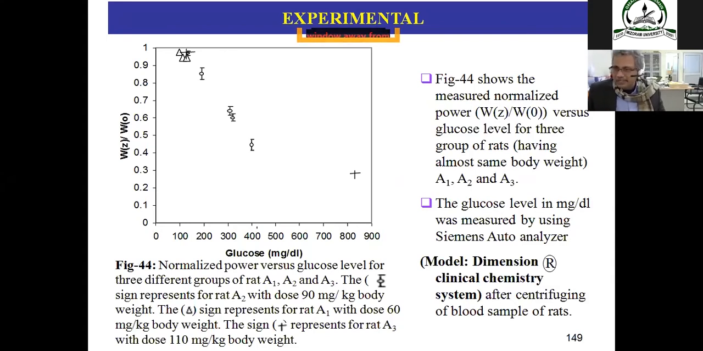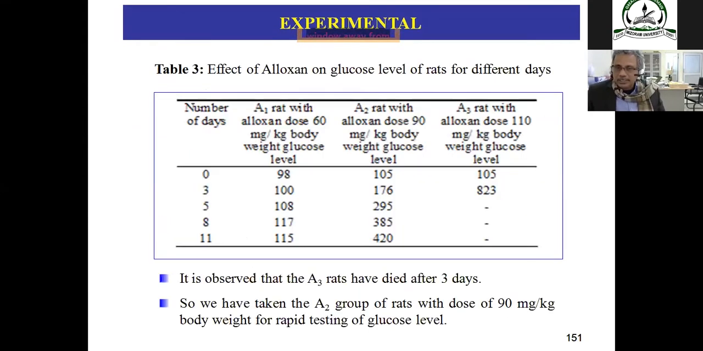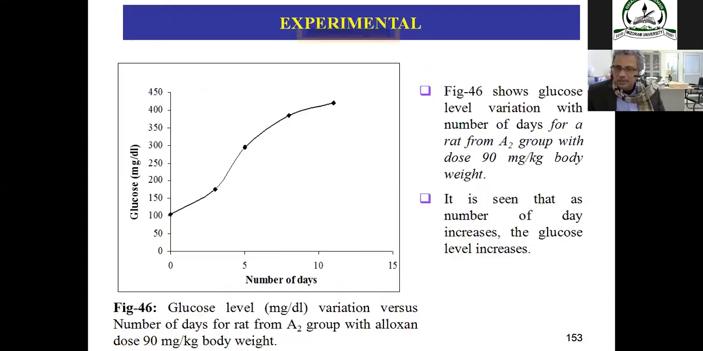So we have analyzed it and we have made the curve. This is a calibration curve. From there, we can measure the unknown sample. This is a calibration curve of glucose with respect to number of days. Okay, how glucose is changing with the number of days after injecting the streptozotocin in the rat.